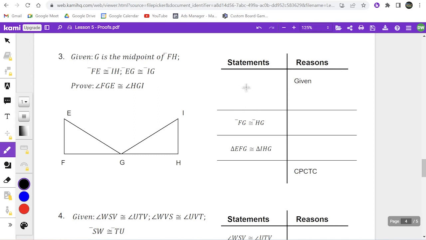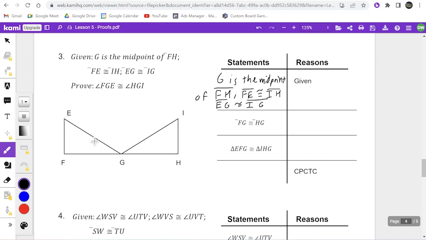But first of all, for the first statement, as you can see, I'm just rewriting the givens. G is the midpoint of line segment FH. We've also got line segment FE is congruent to line segment IH. And then the last one, line segment EG is congruent to line segment IG. So we've got 3 things here. Let me mark them on my triangles. First, for the midpoint, you're not going to write anything. Okay, you just can't.